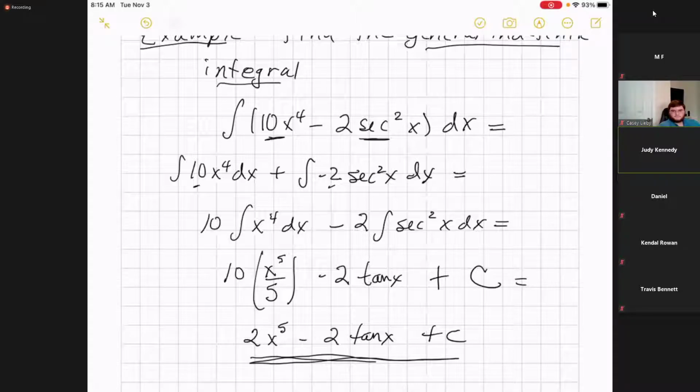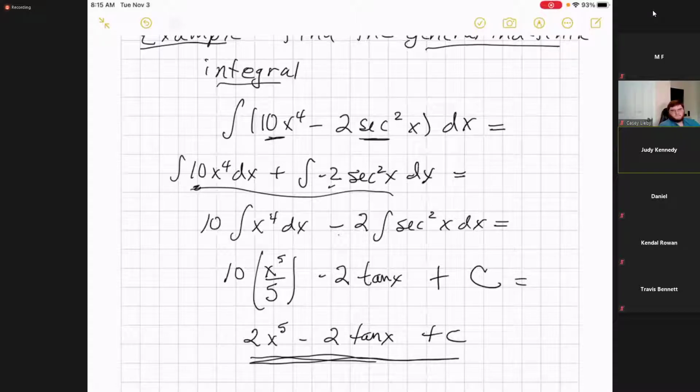The indefinite integral of 10x to the fourth minus 2 secant squared x. Okay, first of all, using property 2, because this is basically the sum of two functions, I broke it into the sum of the integrals. So I went from one integral to the sum of two integrals there. Then using property 1, I can factor the 10 out of the first integral and minus 2 out of the second integral.